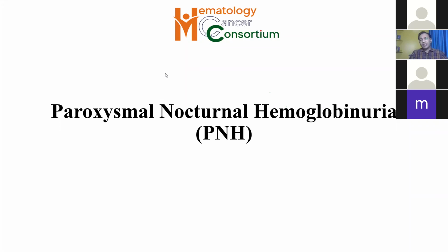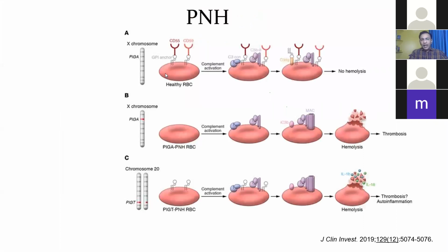We know PNH is a defective GPI anchor protein abnormality, right? So the proteins which are GPI anchored are actually absent because the link is missing, the anchor protein is missing. So something missing is the abnormality, right? Now this is just how it works.